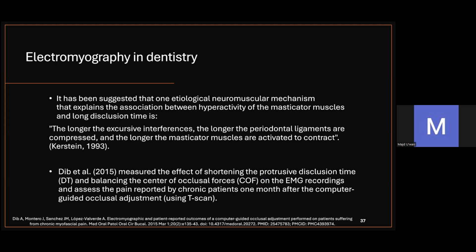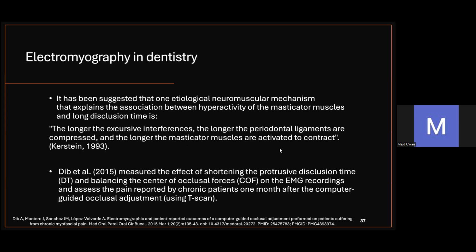It has been suggested by Kirstein that one etiological neuromuscular mechanism that explains the association between hyperactivity of the masticatory muscles and long disclusion time is: the longer the excursive interferences, the longer the periodontal ligaments are compressed, and therefore, the longer the masticatory muscles are activated to contract.